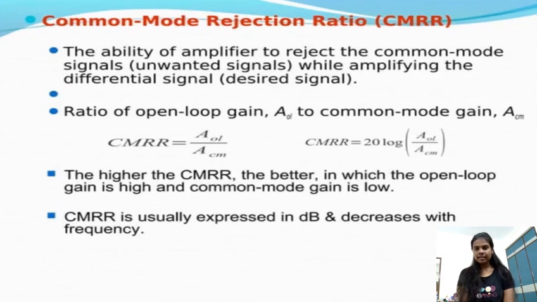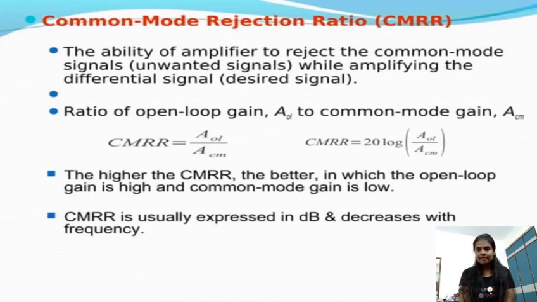The first one is CMRR, common mode rejection ratio. It is the ability of the amplifier to reject the common mode signals, that is the unwanted signals, while amplifying the differential signal, that is the desired signal. It is the ratio of open loop gain, that is AOL, to common mode gain, that is ACM. So CMRR is equal to AOL by ACM, that is the ratio of open loop gain to common mode gain.